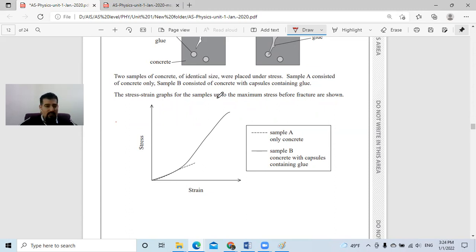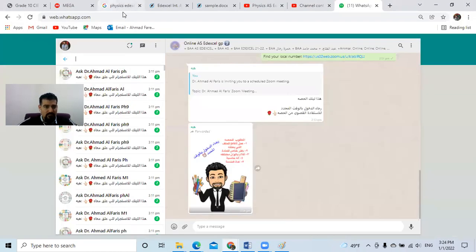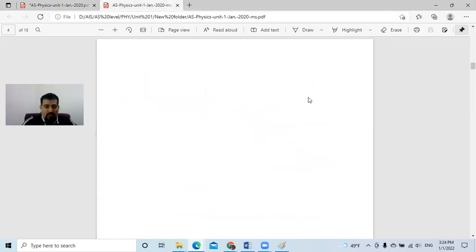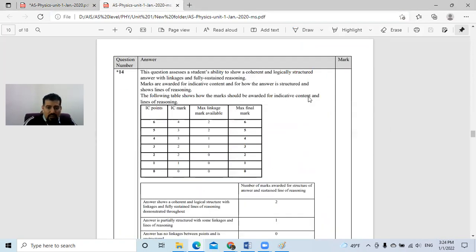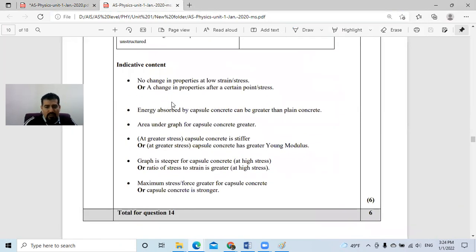Okay, let's check the mark scheme, then we are going to write the answer together. I'm talking about question 14. As usual, they give us key points of how they put the six marks. Change in properties at low stress and strain: there is no change in properties, or the changes come after a certain point. Energy absorbed by the capsule concrete can be greater. Why? Because the area under the graph is greater.